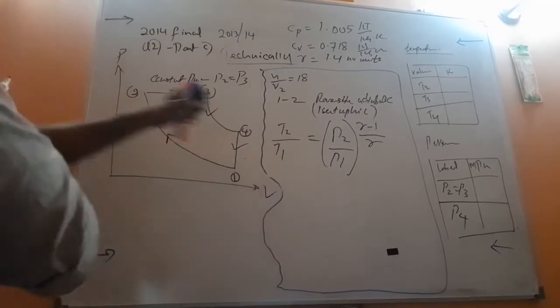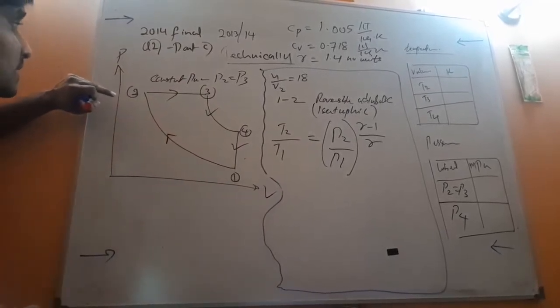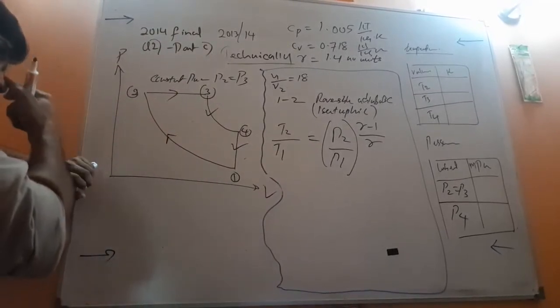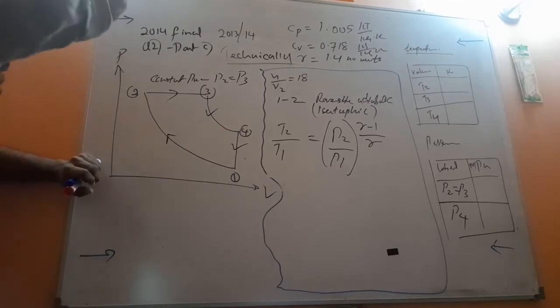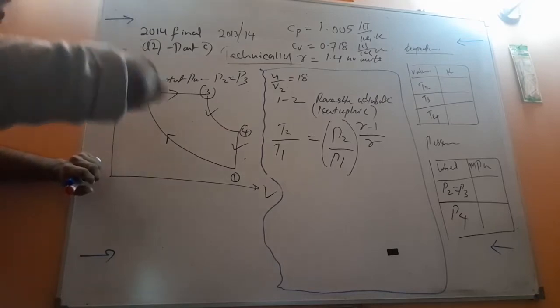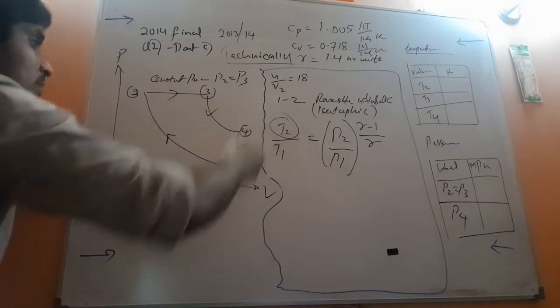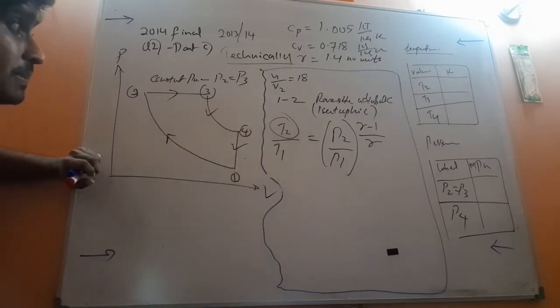So now let's look at the problem. We need to find the pressure at here, we need to find the temperature at here. That means we need to find T2. We need to find P2.